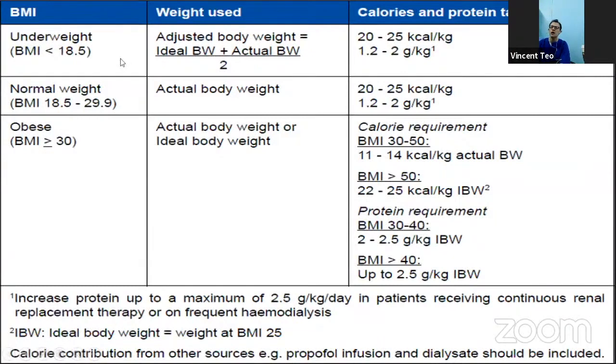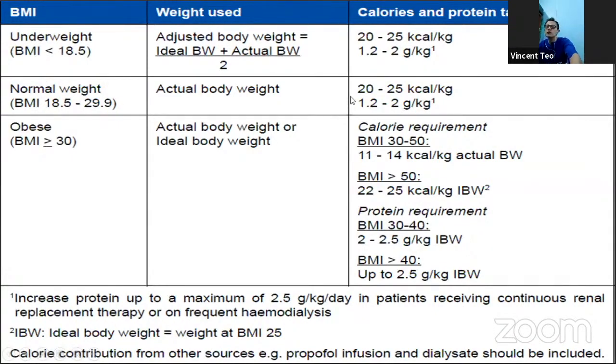Generally, for those who are underweight, you use an adjusted body weight, which is the midway between the ideal body weight, the weight when the patient is at a BMI of 25, and the patient's actual weight. And you give 20 to 25 kilocalories. For those with normal body weight, you just use the actual body weight and give 20 to 25 kilocalories. That is the targeted calorie.